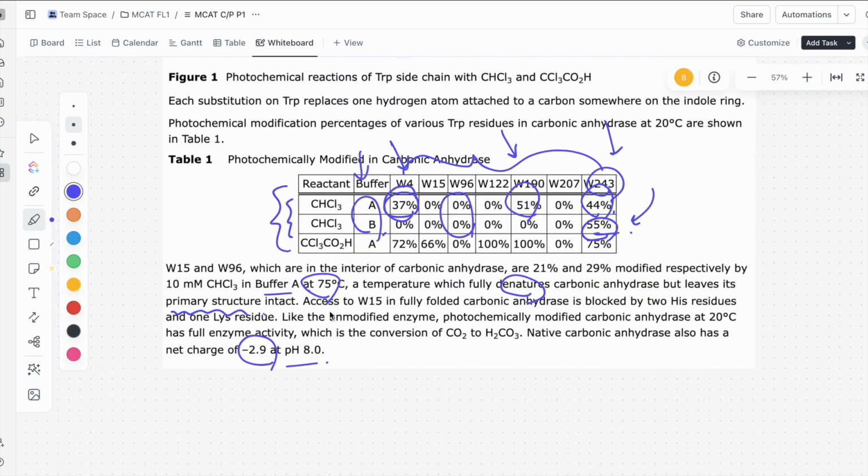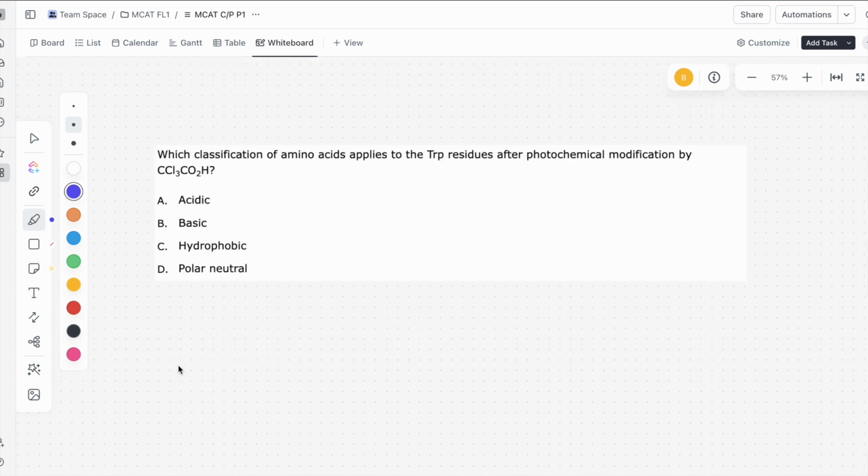And for tryptophan 190, like I said, if you want to modify this one, you'll have to use buffer A since with buffer B you don't get any modification. But if you use buffer A, yes, you modify 190, but you also modify 4 and 243. So you can't selectively only modify 190. All right, let's move on to the next question.